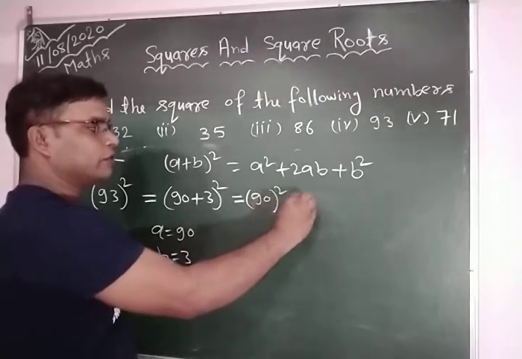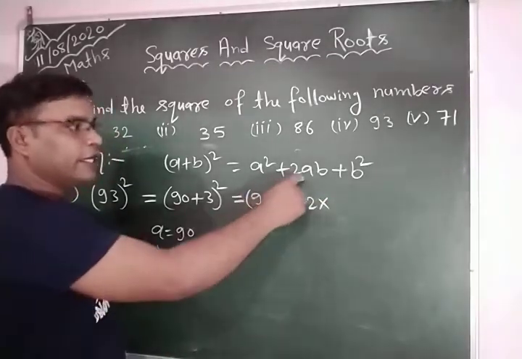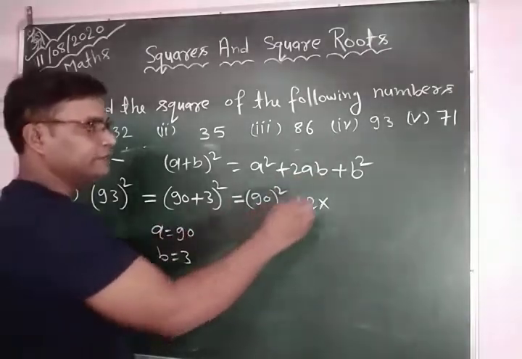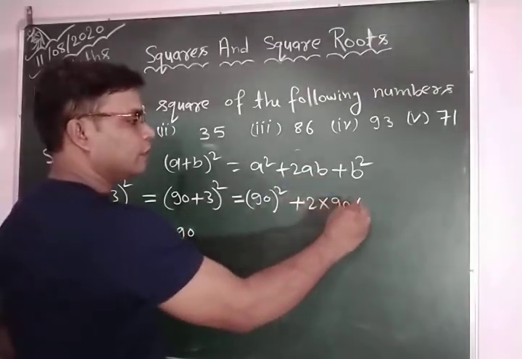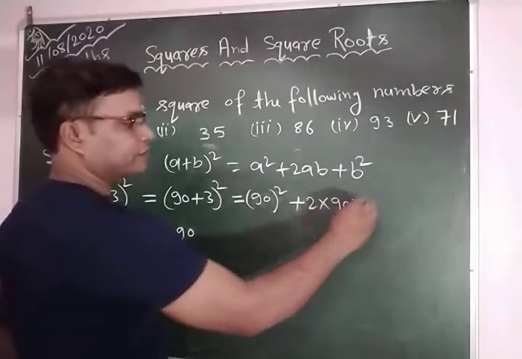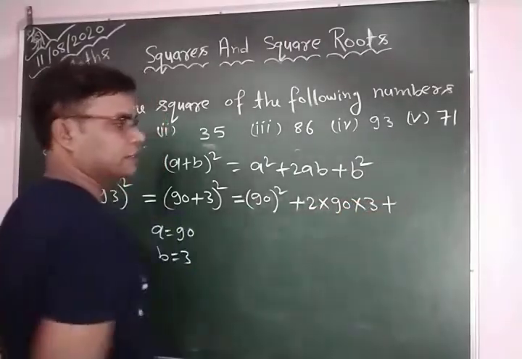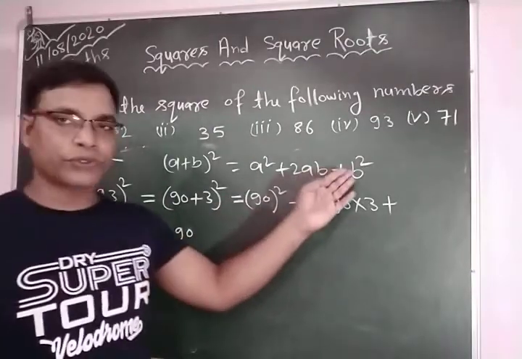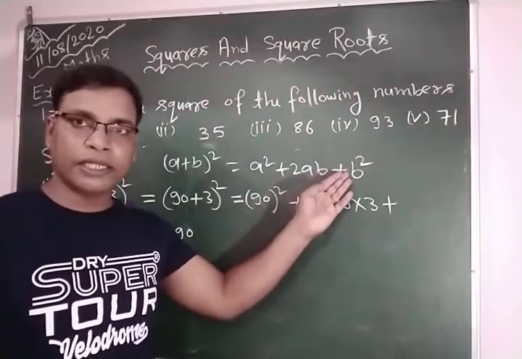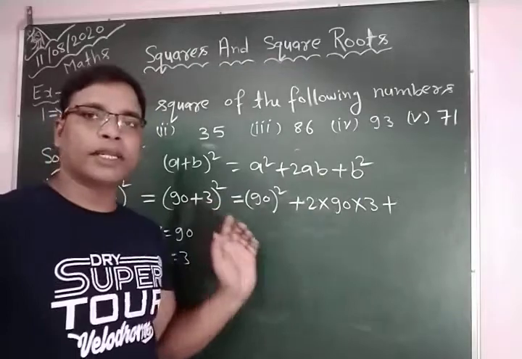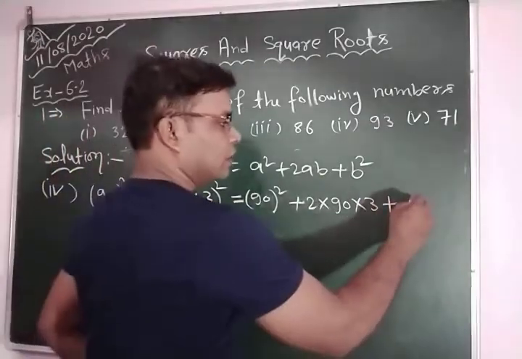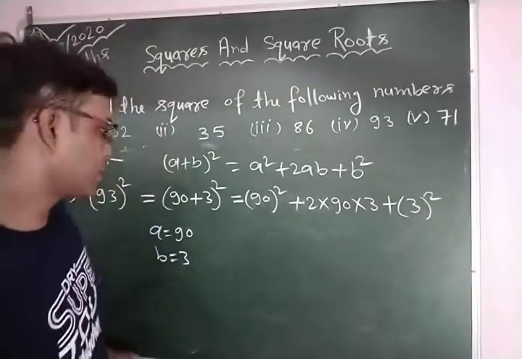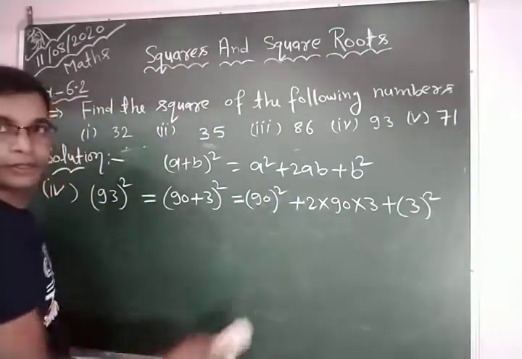Clear? Plus 2 into a into b, so here a is 90 and b is 3, plus square of 3 is b square. The value of b is 3, so we can write square of 3.